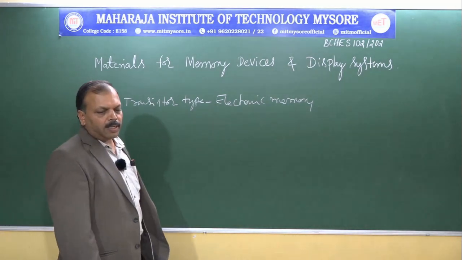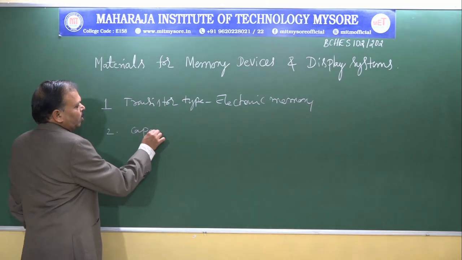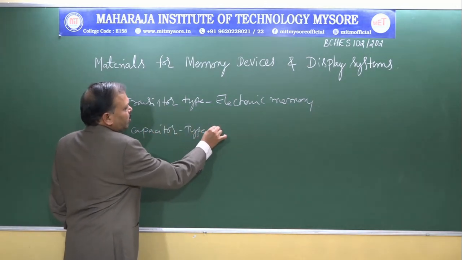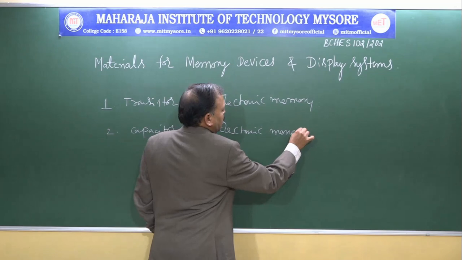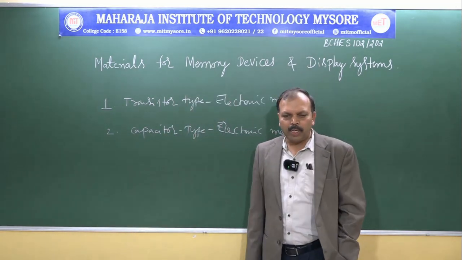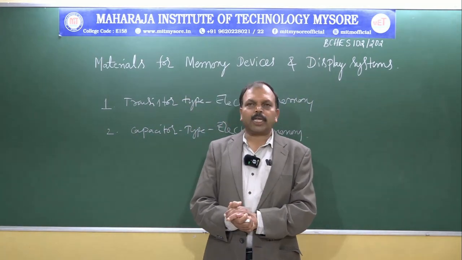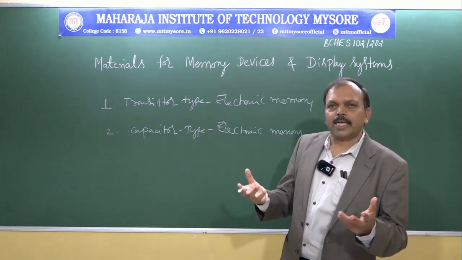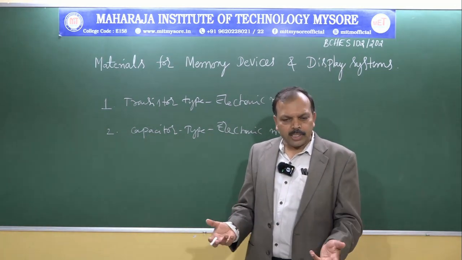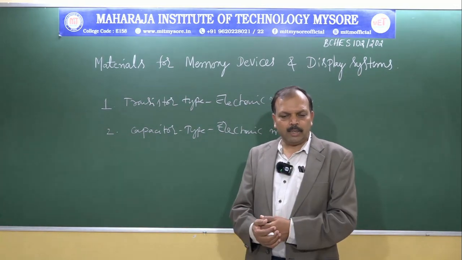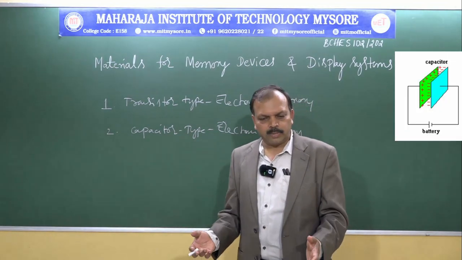Coming to the second type of electronic memory, that is capacitor type electronic memory. As we are all aware from physics, a capacitor consists of two metal plates which are capable of storing charge. It is like a battery that holds data based on energy. If the capacitor is charged, it holds the binary number 1, and it holds 0 when the cell is discharged.